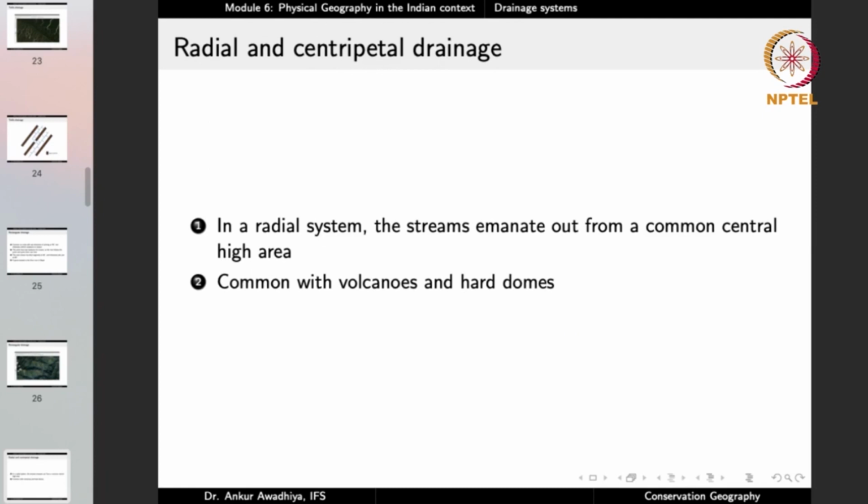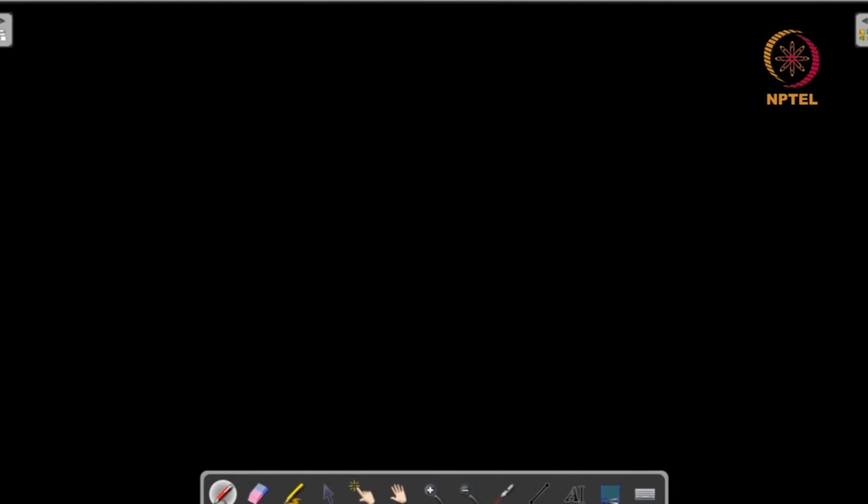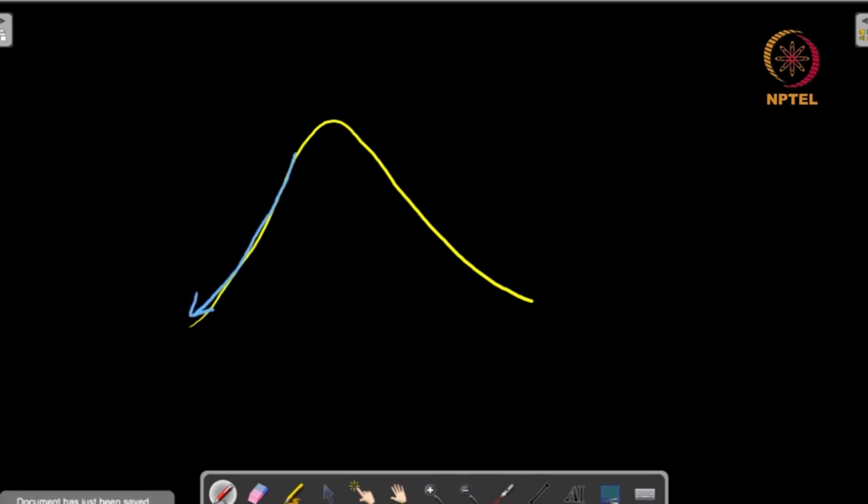Another type of drainage is the radial and centripetal drainage. In a radial system, the streams emanate out from a common central high area, such as volcanoes and hard domes. So what happens in the case of a radial drainage is that if you have a hill that is like this, now if there is a river on this side, it will move in this direction. If there is a stream on this side, it will move in this direction.